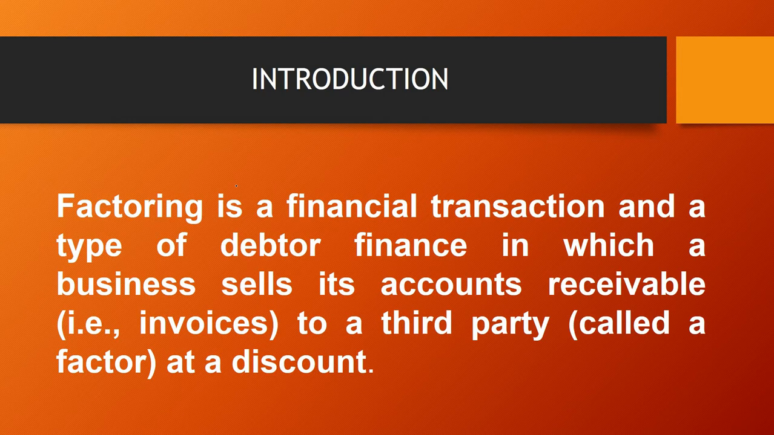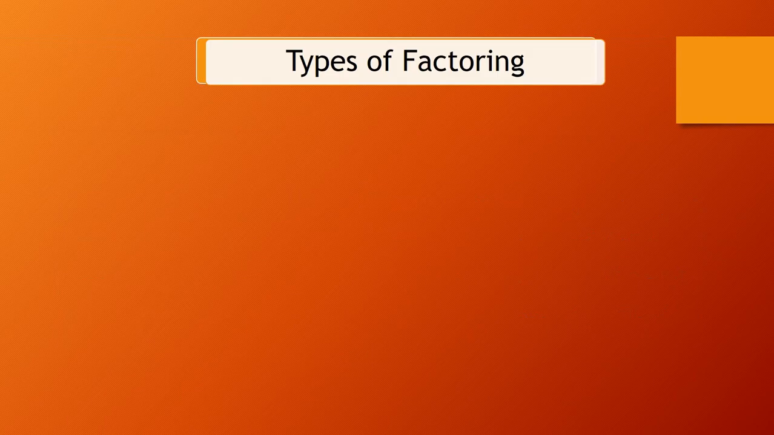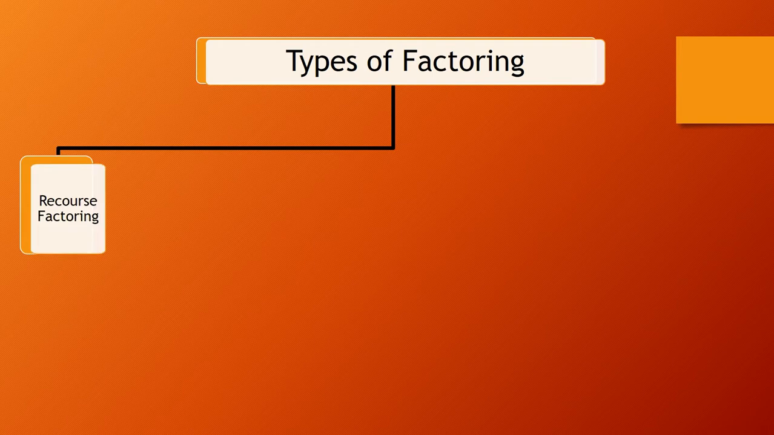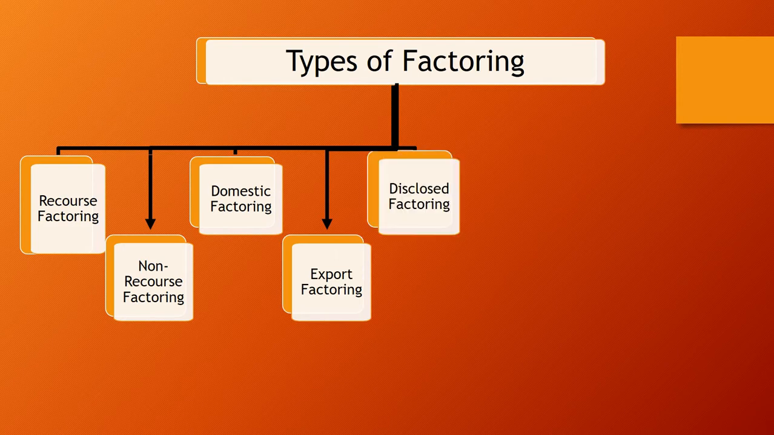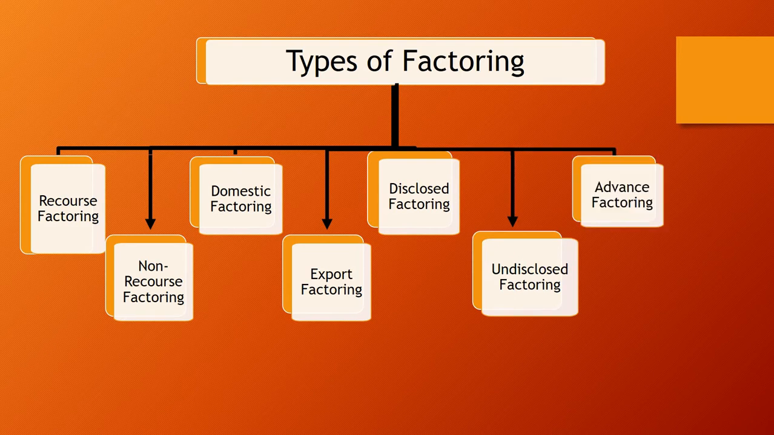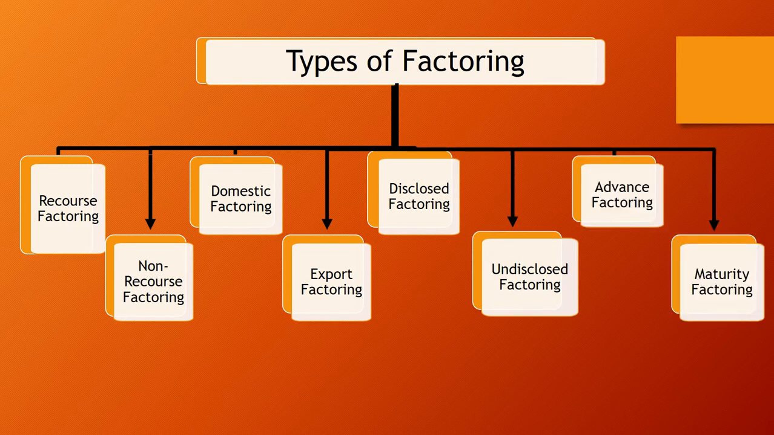Now let's learn how many types of factoring there are. Factoring is divided into 8 parts. The first is known as recourse factoring. Second is non-recourse factoring. Third is domestic factoring. Fourth is export factoring. Fifth is disclosed factoring, then undisclosed factoring, advance factoring, and maturity factoring. Now let's understand one by one what all these types of factoring are.